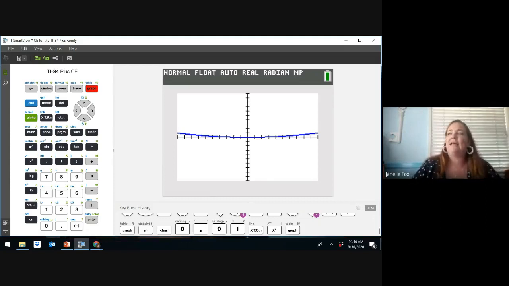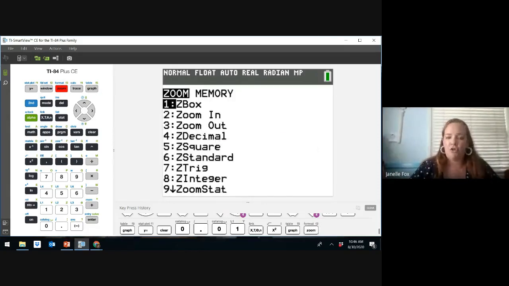So one of the things is maybe your window is too tight, or maybe your window is too large. So we can adjust that. For zoom, we were choosing standard zoom windows before. Our favorites are zoom standard number 6 and zoom trig number 7. But you can also zoom in and zoom out.